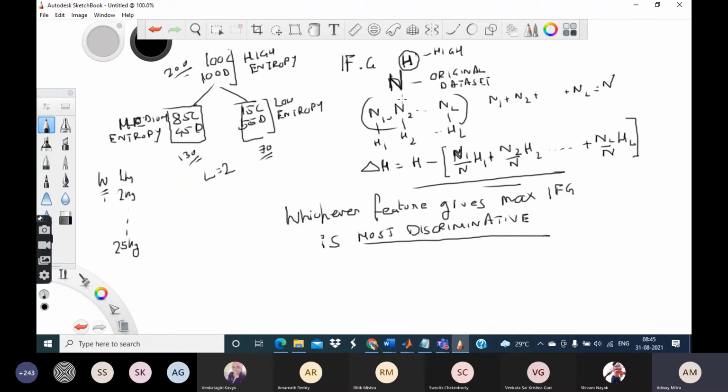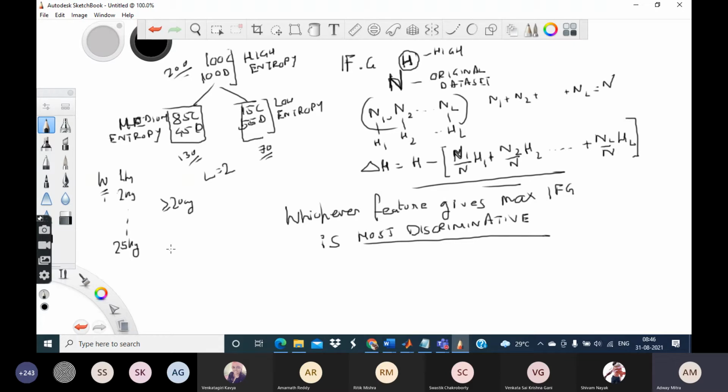N2 is the set of all examples which have 2 kg, N3 all examples which have 3 kg, NL all examples which have 25 kg, and so on. This is one way of splitting it. Another way of splitting it is, as we are discussing here, a 10 kg threshold, that is less than 10 kg or greater than 10 kg. A third way of splitting may be greater than 20 kg or less than 20 kg.